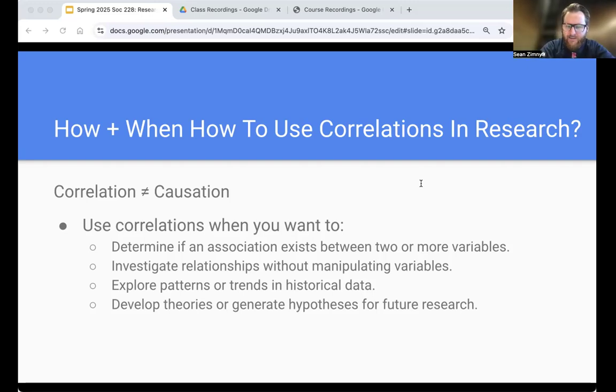So again, a couple of practical applications that I want to mention too. In academic research, testing theories about variable associations before conducting experiments can be impactful. In applied fields, identifying trends in fields like public health or sociology, marketing, psychology, education, all of these things, we can use correlations quite effectively.